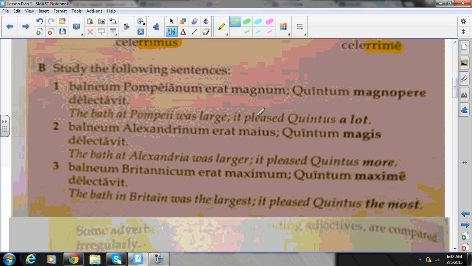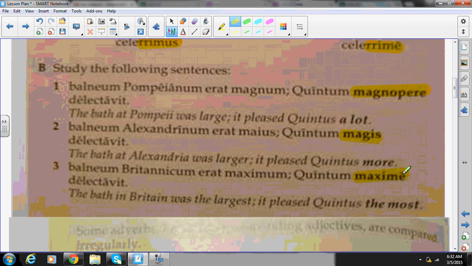Looking at these sentences, we have words like magnopere, we have magis, and we have maxime. This is another kind of positive, comparative, superlative. And the difference is this is irregular. It doesn't follow those patterns of adding issimus or issime, or adding IUS for the comparative adverb or IOR for the comparative adjective. Irregulars won't follow a pattern. So you have to memorize the irregulars. I wish there were an easy way for us to do that, but there's not.